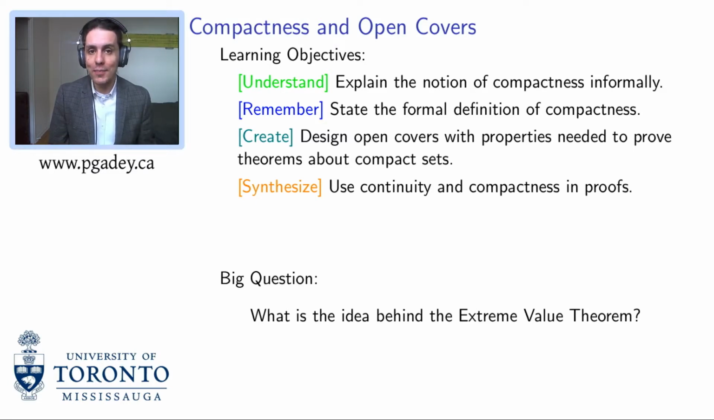So our big motivating question for today is, what is the idea behind the extreme value theorem from calculus? In Calc 1 we proved that any continuous function on a closed interval has a min and a max, and it turns out that the idea behind this is compactness. So that'll be our end goal today as we learn about the theory of compactness and how it relates to open covers.